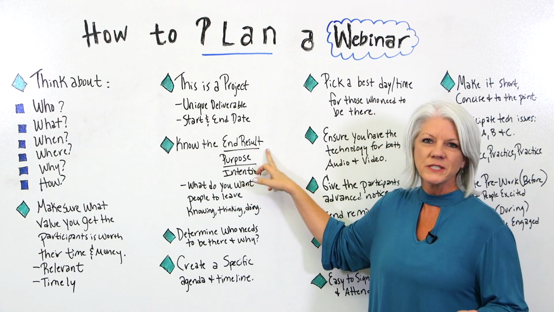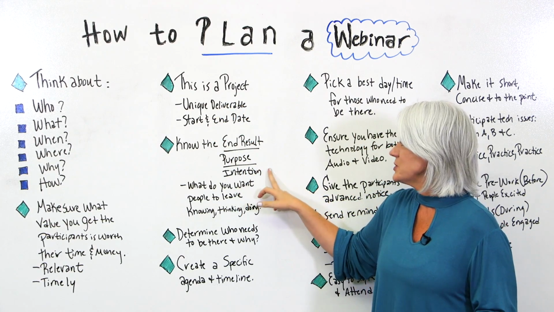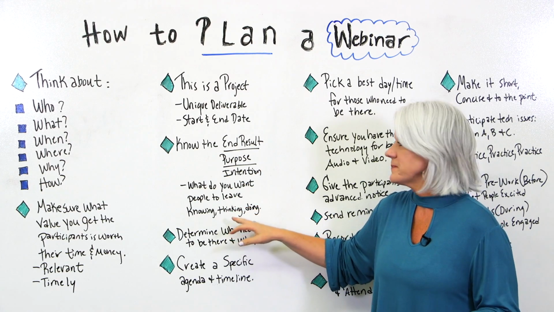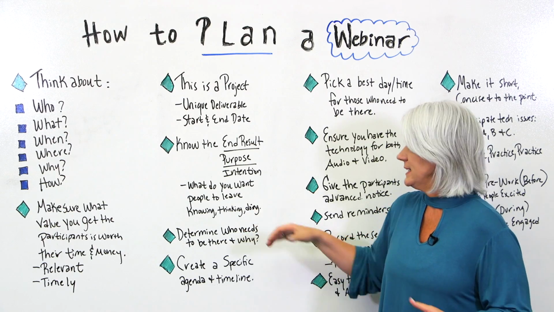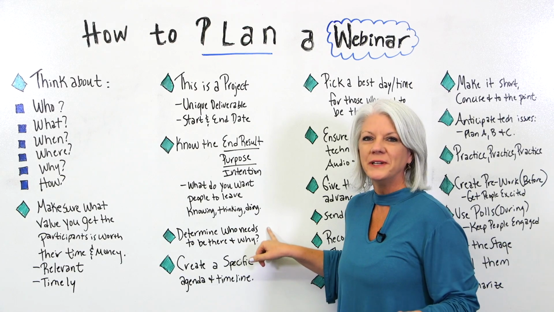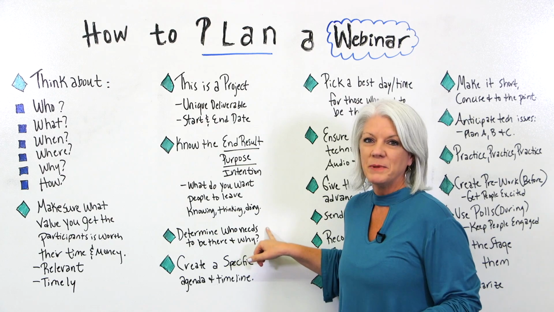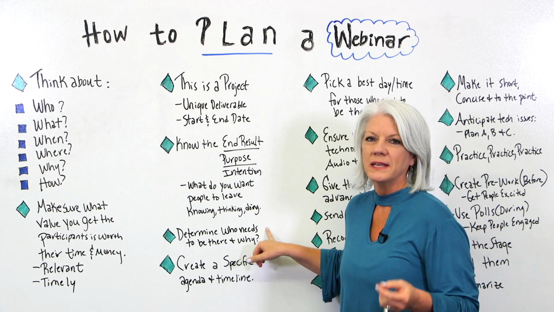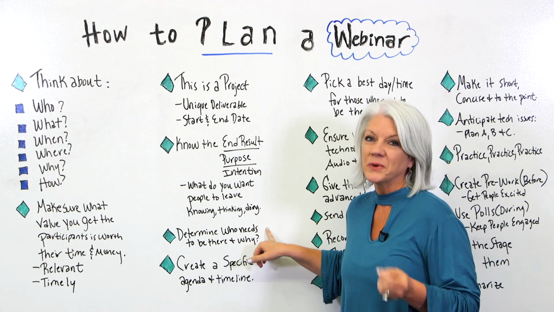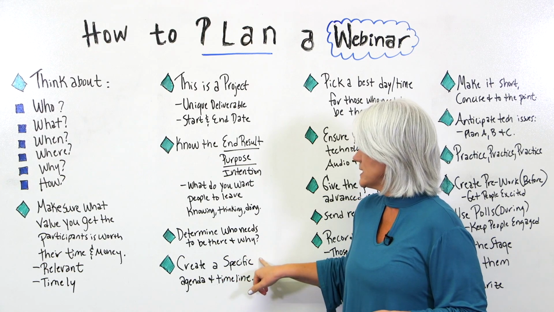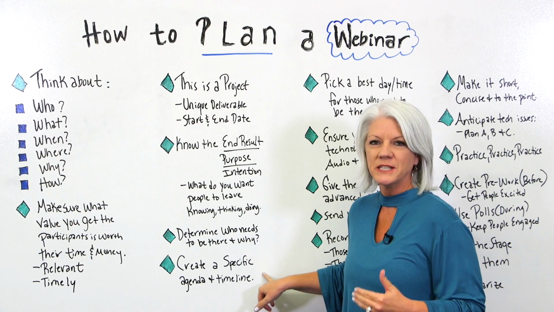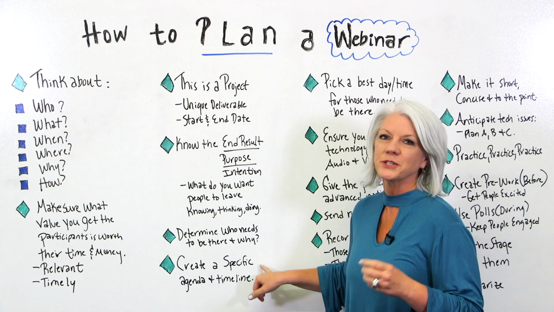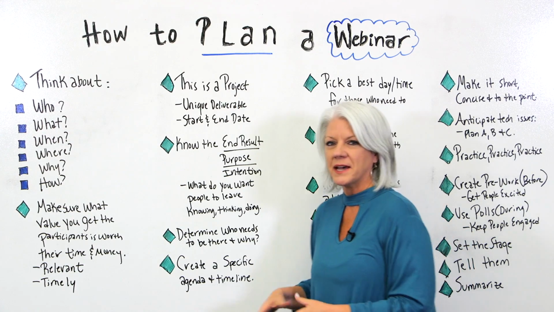Also, know the end result, the purpose, or the intention for the webinar. What do you want the people to leave either knowing, thinking, or doing differently? Also, determine who needs to be there and why. Today, people are trying to get so much done. They have limited time, so you want to make sure the people who are on the webinar really need to be there. Also, create a specific agenda of all the items that you want to cover and how much time you want to allocate to each item so you make sure you've blocked enough time.